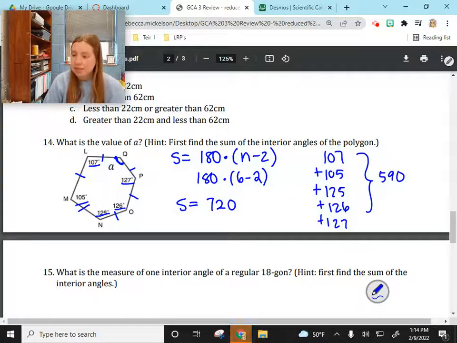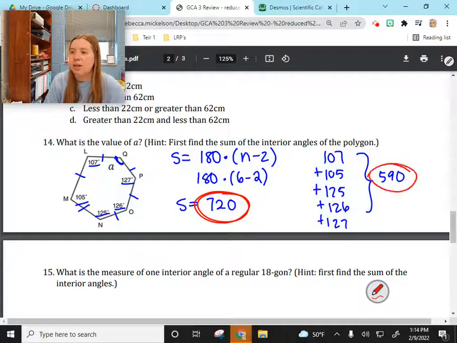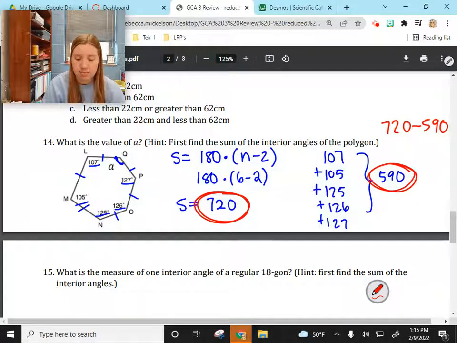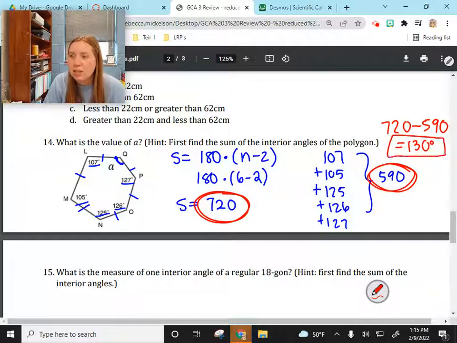So to find our missing angle, all we have to do is take our total and subtract what we're given. 720 minus 590 is 130 degrees.